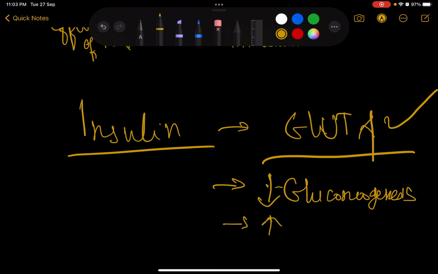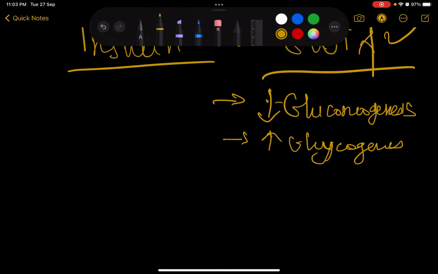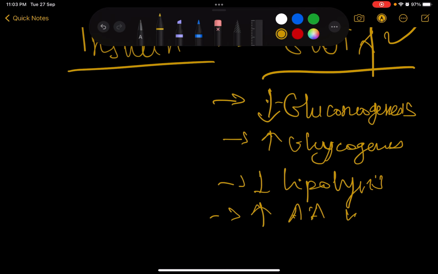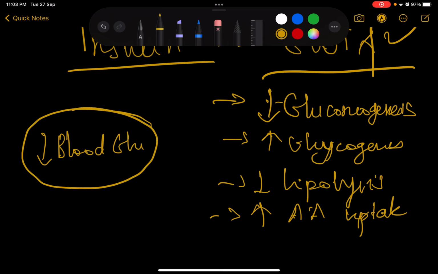It's going to increase glycogenesis. It's going to decrease lipolysis. All right. It's going to increase amino acid uptake. In each and every sense, it's going to reduce the blood glucose. It has to reduce the blood glucose. All right. So that's one thing.